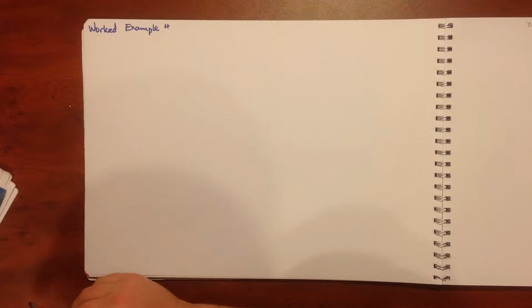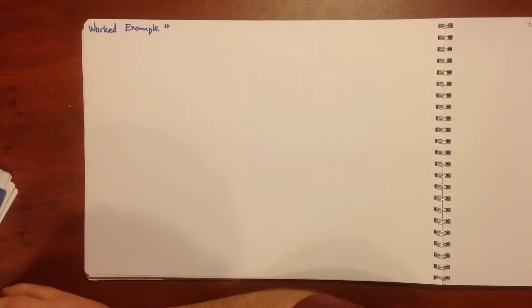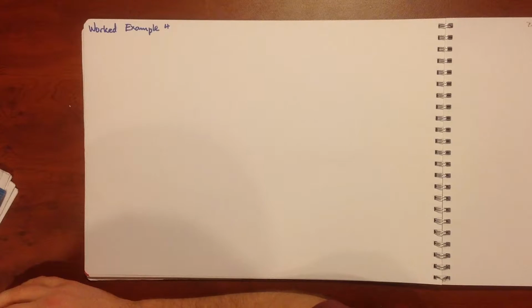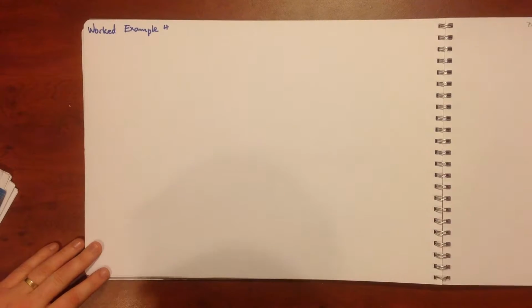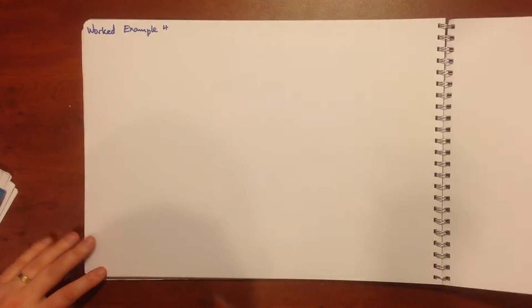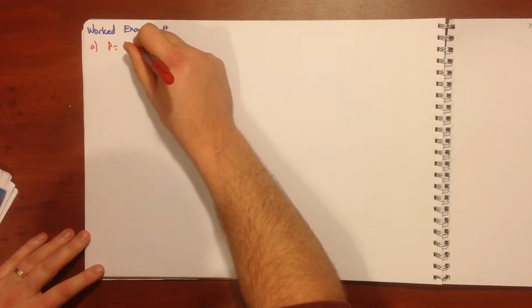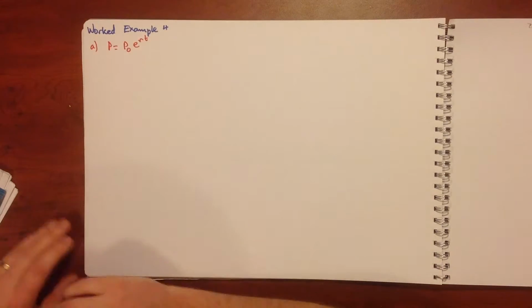When money is invested in a bank at a constant rate of R%, with continuously compounding interest, the accumulated amount in dollars P at a time t years after the start of the investment satisfies the differential equation dP/dt equals PR. Assuming an initial investment of P0 dollars, for part A, basically what they're asking us to do is come up with this equation. There's really not much point doing it. It's P equals P0 e to the Rt, because we know that.